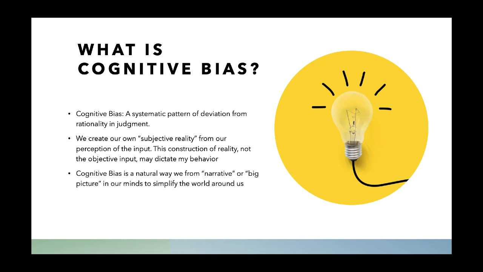As you see in the second bullet point, we end up creating our own script, our own subjective reality from our perception of the input. This construction of reality that we make up in our minds, and not the objective input, may end up dictating my behavior. This story I've built in my head. And quite frankly, as you see in the third bullet point, cognitive bias is a natural human way that we form a narrative or the big picture in our minds.